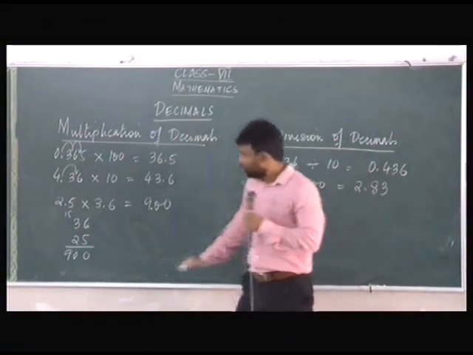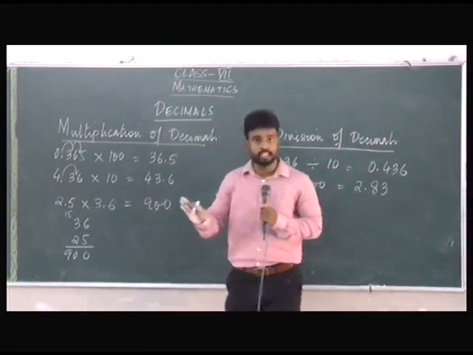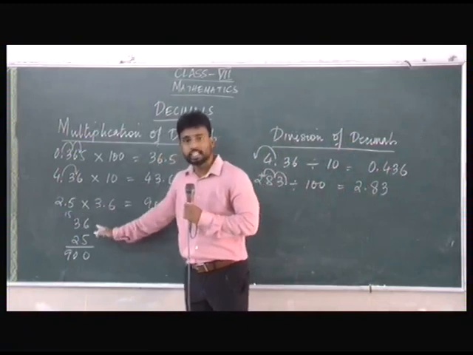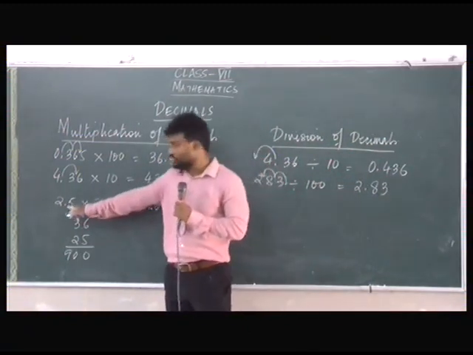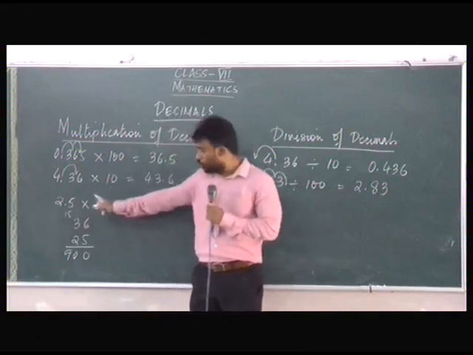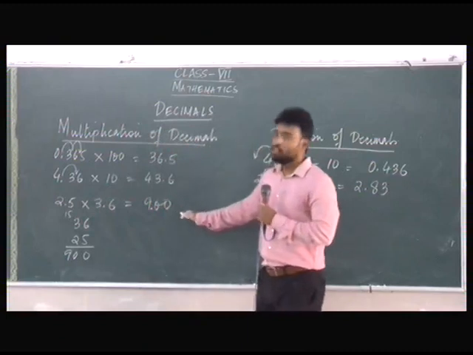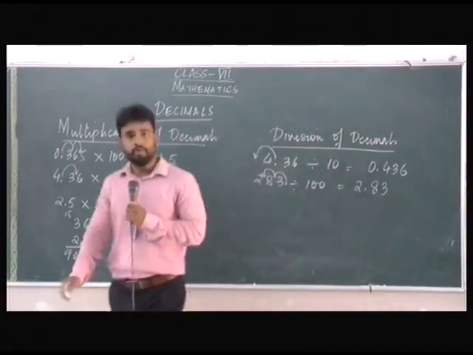I repeat, when you multiply decimal numbers, first ignore the decimals and multiply the numbers. Here we have 25 and 36, we multiplied, we got 900. Now let's count the decimal places. Here we have 1 decimal place, here also we have 1 decimal place, so total becomes 2. So in the answer you'll put 2 decimal places. So this is how we multiply.